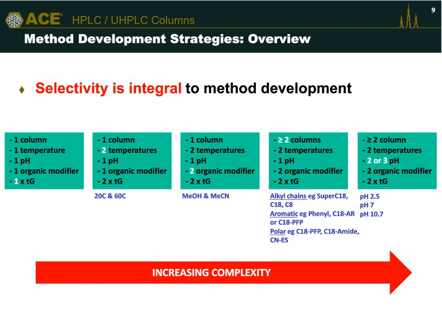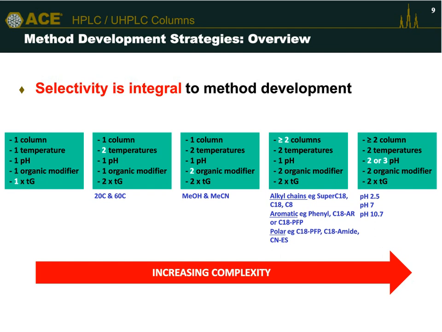Now, of course, we can make that approach more complex if we do not get the separation that we're looking for. We can consider other variables, such as, in the second box, low and high temperature. How does this affect my separation? How does it affect the resolution of our compounds? We can look at the type of organic modifier. Methanol and acetonitrile, as I've already mentioned, are two of the more popular solvents.